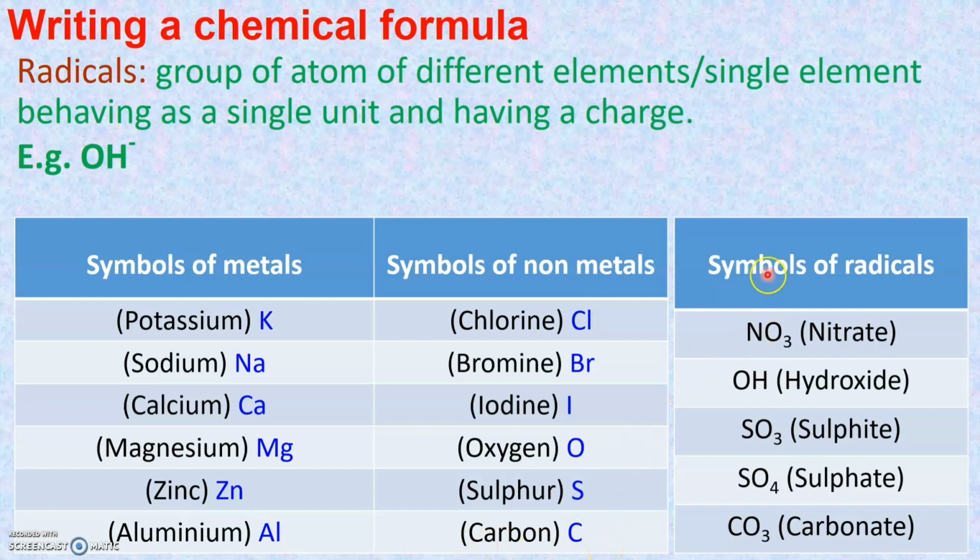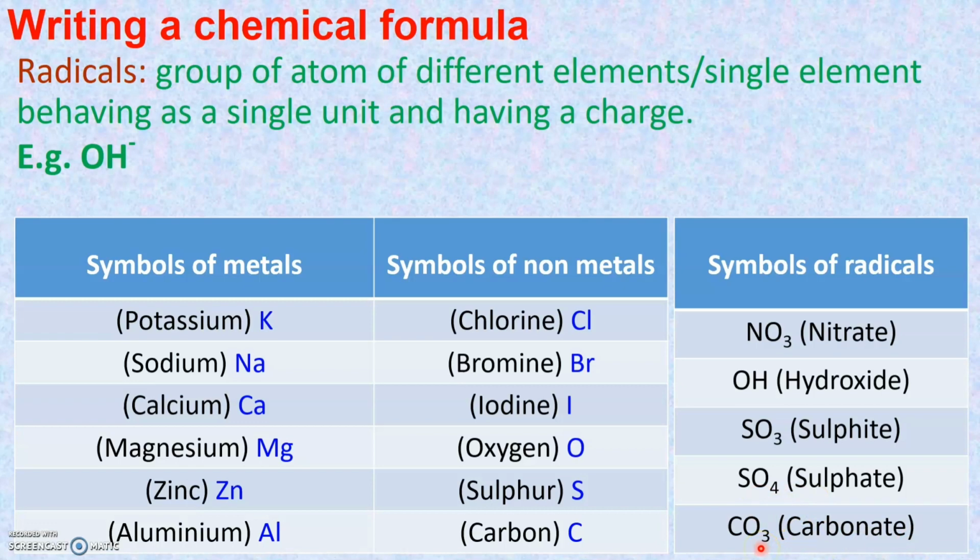Now we will see the symbols of radicals. Nitrate has got a symbol NO3. Hydroxide radical has got a symbol OH. We have already taken that example here in order to explain radical. Sulfite has got the symbol SO3. Sulfate SO4. And for the carbonate radical, the symbol is CO3.